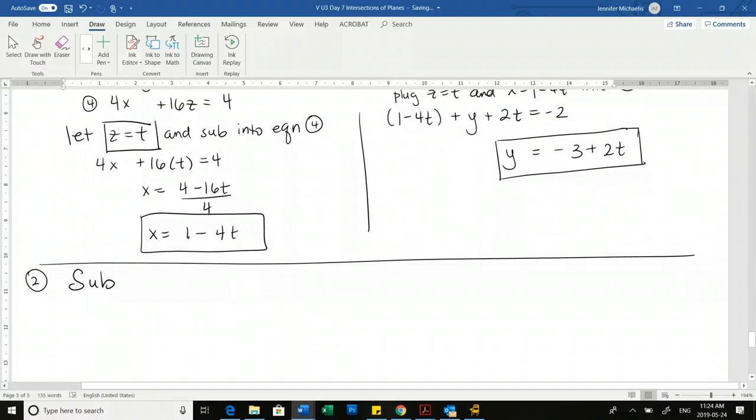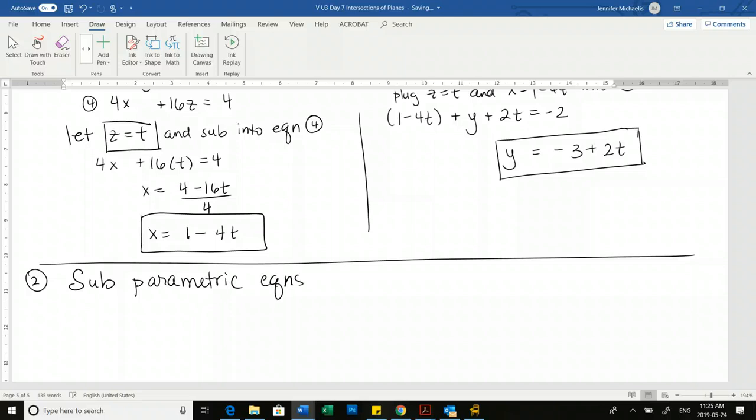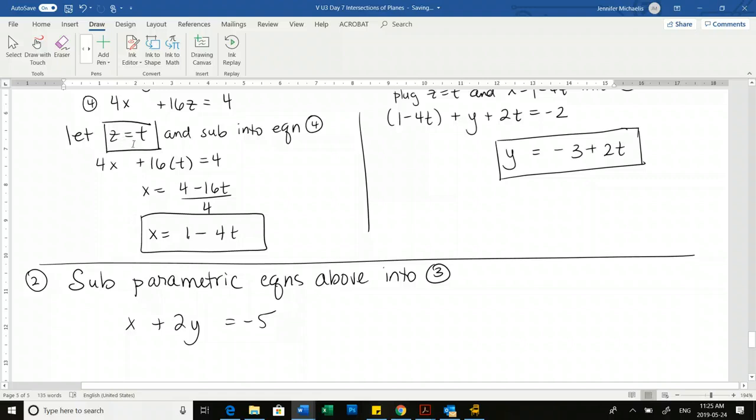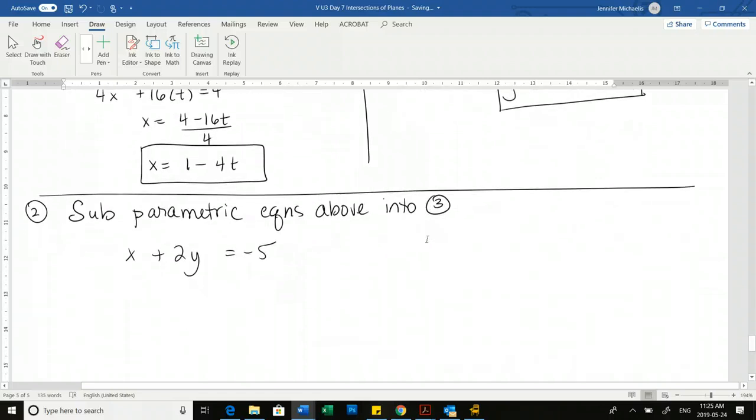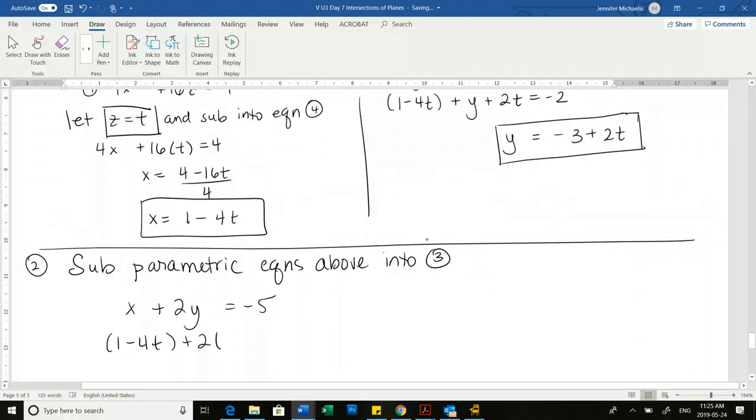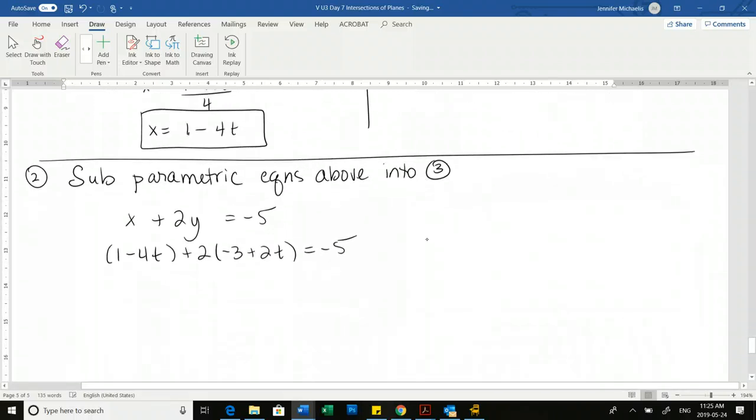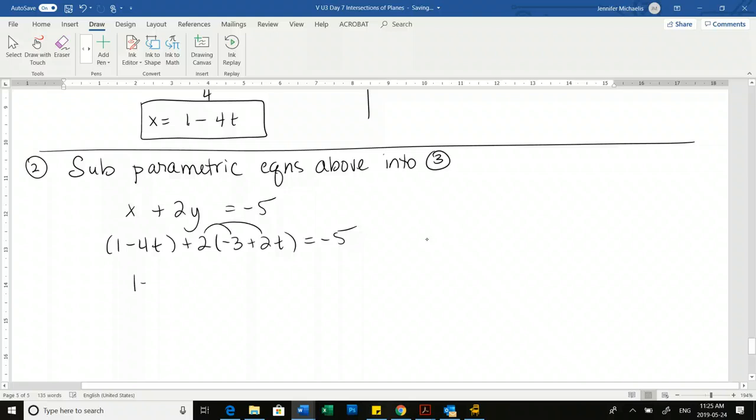Yeah. Okay, so we're going to sub the parametric equations above into the last equation. So let's say into equation 3 that we haven't used yet, which was our x plus 2y equals -5. This is nice and easy for us because we don't have to worry about, well, I guess z is just t anyways. You still have to collect like terms. Yeah. Okay, and then no fractions this time, which is nice.